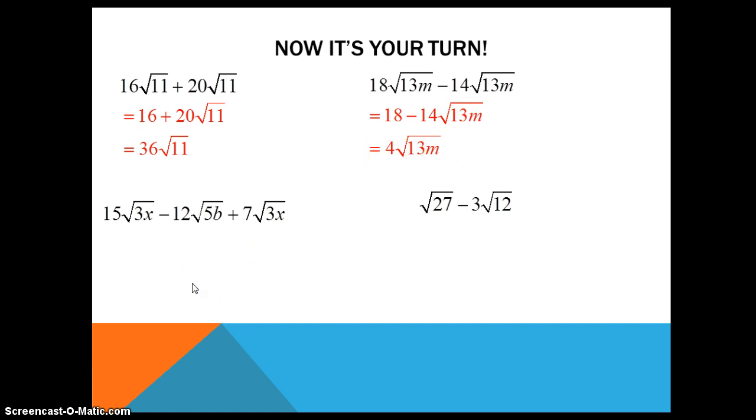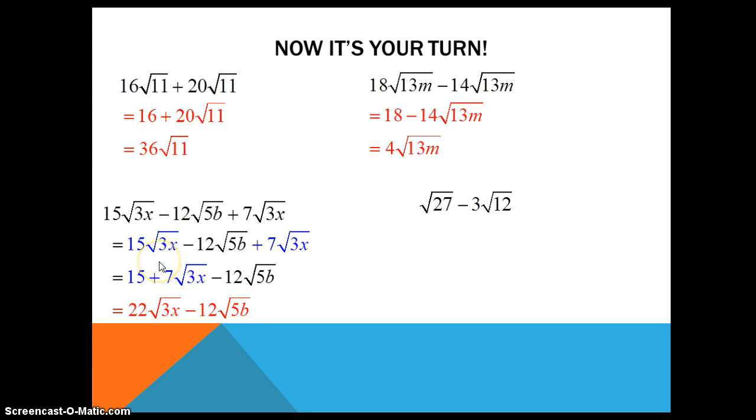The third one, we're looking for like ones, and we do have a set of like ones, square root of 3x and square root of 3x. So those two are going to combine, 15 plus 7, square root 3x, and then the negative 12 square root 5b, that's not going to simplify to 3x. So that one's going to have to stay on its own, just like you would with like terms. So we end up with 22 square root of 3x, because 15 and 7 is 22, minus 12 square root 5b, and that's the best we can do. It won't get any smaller because we don't have like radicals.